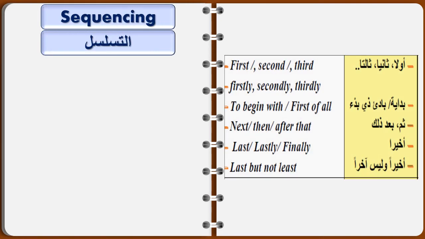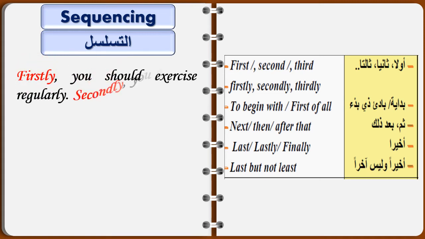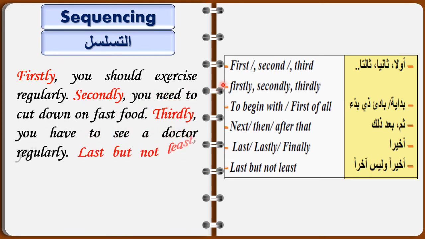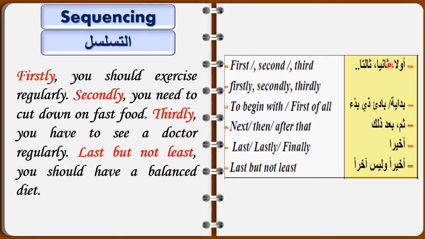Again, when we have many ideas, we want to order them. مجموعة من الأفكار نريد أن نرتبها. We use these linking words. First, second, third. أولا, ثانيا ثالثا. Or to begin with, first of all, next, then, and when we finish في النهاية last, finally, last but not least. This is an example. You read this, like for example you are asked to write about how to keep healthy. This is an example.